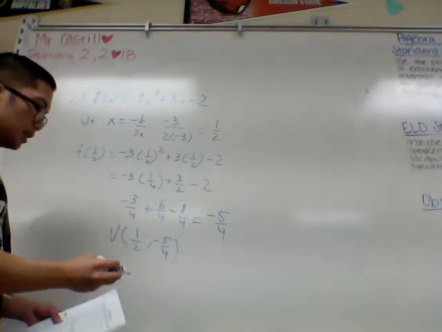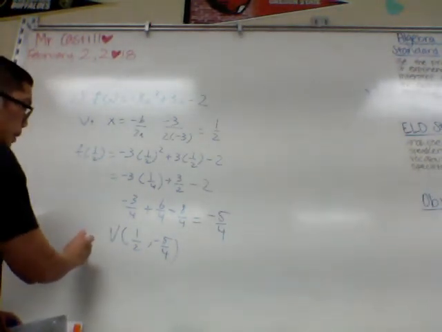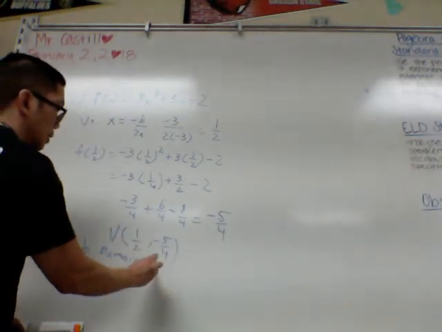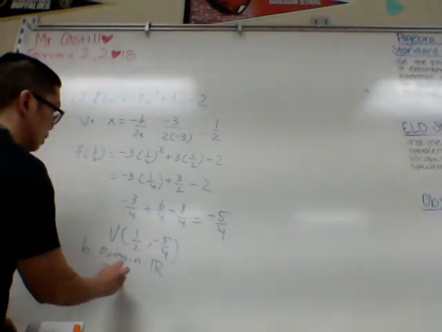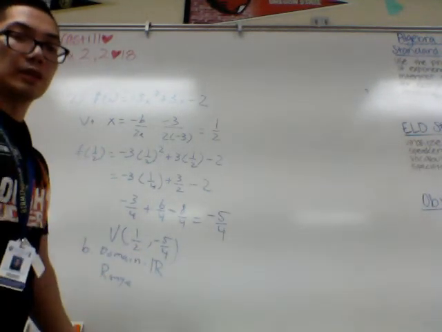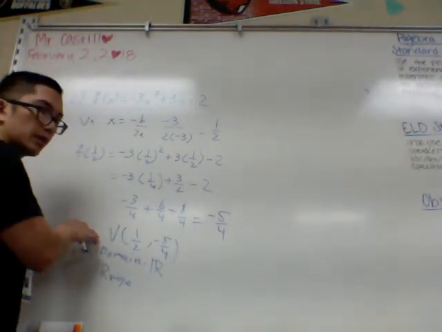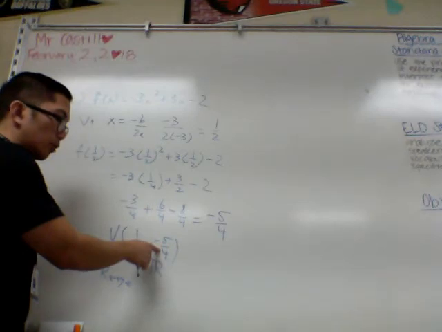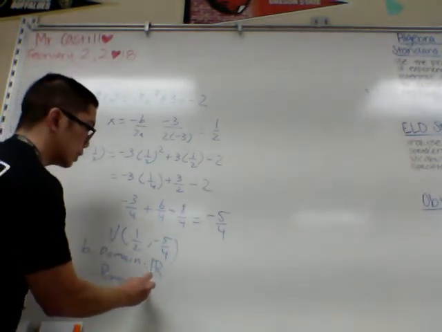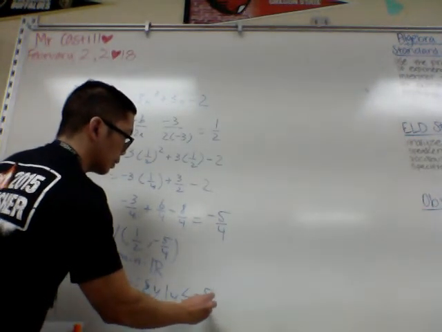So part B, remember that your domain is always all real numbers. Your range, so this is a parabola that opens downwards. So that means your vertex is the maximum point. So the y values will be this y value and everything less than that. So your range is all y's, where y is less than or equal to negative 5/4.